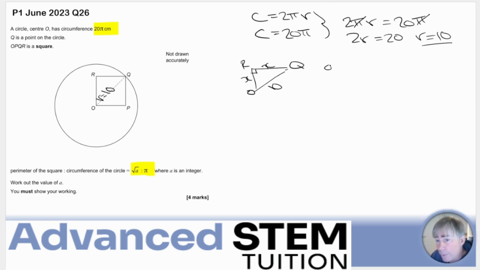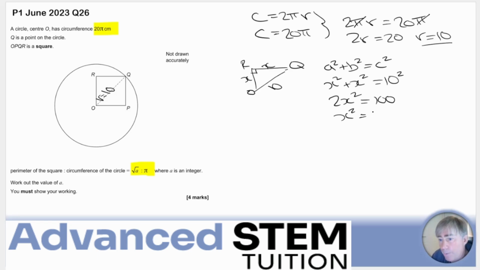So we know that from Pythagoras, a squared plus b squared equals c squared. In this case, a squared is x squared, b squared is also x squared, and c squared is 10 squared. So we can form an equation, and we end up with 2x squared equals 100. So x squared, therefore, must equal 50. So I know one side length of our square, x, is equal to the square root of 50.